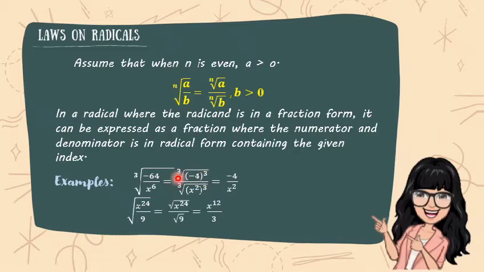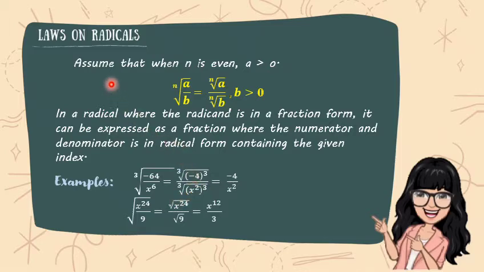So we have expressed our negative 64 in such a way that it will have a base and an exponent which is equal to our index, because we will be using here the first law on radicals, diba? Wherein if the index and the exponent are the same, then the answer will be the radicand. Now, we have expressed as well x raised to 6 into x squared raised to 3, because 2 times 3 is just equal to 6. So this is just x raised to 6. Again, we have expressed x raised to 6 in such a way that we will have an exponent which is equal to our index.